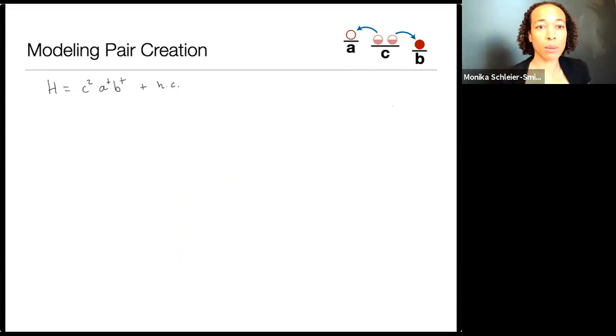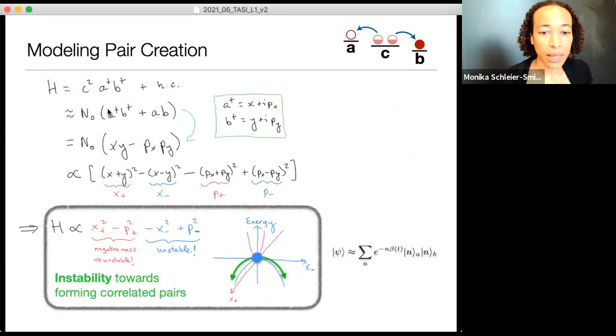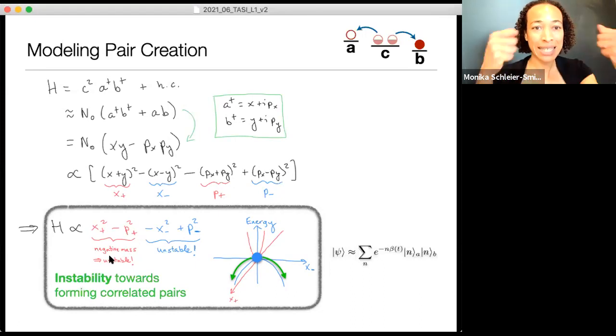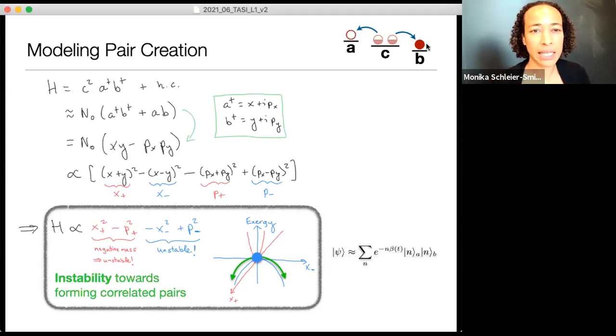If I wanted to write down a Hamiltonian for this, I would describe these three internal states as three bosonic modes that I'll call A, B, and C. We start with all atoms in the C mode, but you can take two C atoms and turn them into an A and a B atom. I'm just going to briefly say the algebra isn't super important, but you can transform this to coordinates where this basically looks like two decoupled harmonic oscillators, both of which are negative mass or unstable. And so there's basically an instability to forming these correlated pairs of atoms in the A and the B state, or the +1 and -1 state of this spin 1 system.